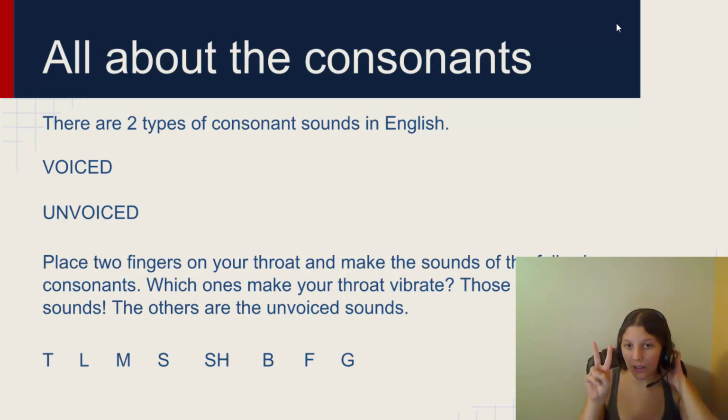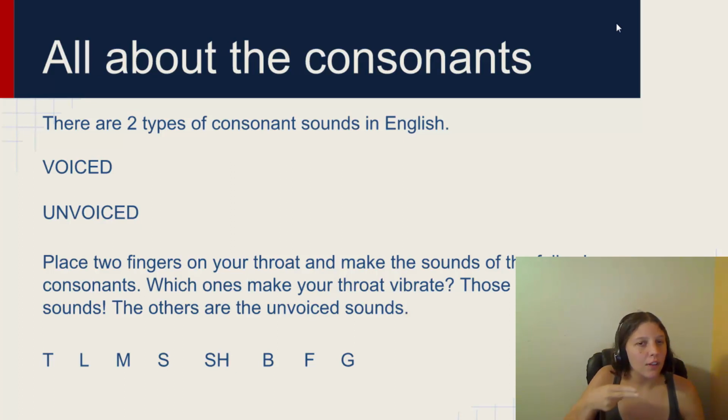Okay, there are two types of consonant sounds in English. There's the voiced consonant sound and the unvoiced consonant sound. So the way you can find if a consonant sound is voiced or unvoiced is, all you need to do is place two fingers on your throat and make the sound of the letter or the consonant that you're thinking of, is it voiced or unvoiced. So for example, we have these letters: t, l, m, s, sh, b, f, g. Remember, we make the sound. We don't say the name of the letter, we just make the sound.